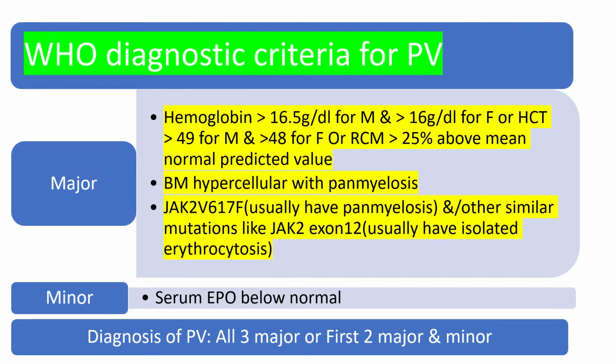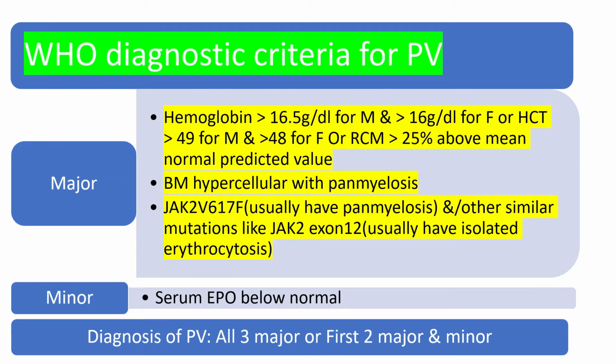There is a WHO diagnostic criteria for polycythemia vera, major and minor. There are three major criteria. The first includes hemoglobin above 16.5 gram per deciliter for male and greater than 16 gram per deciliter for female, or hematocrit above 49 for male, above 48 for female, or red cell mass above 25% above the mean normal predicted value. That is the first major criterion.